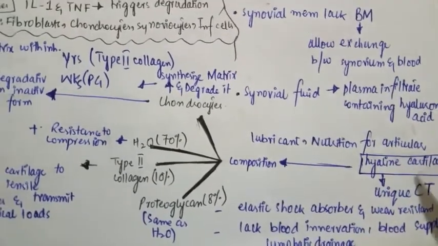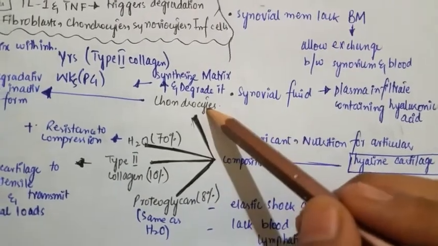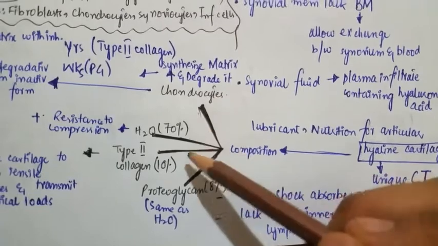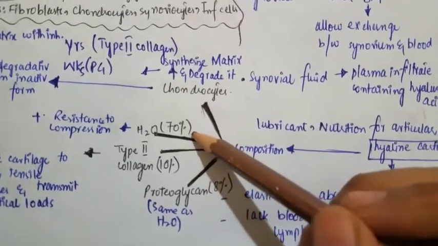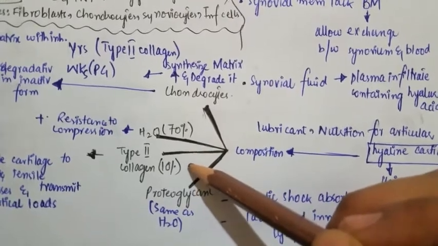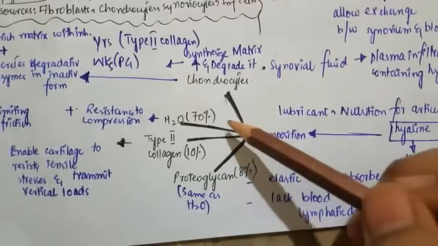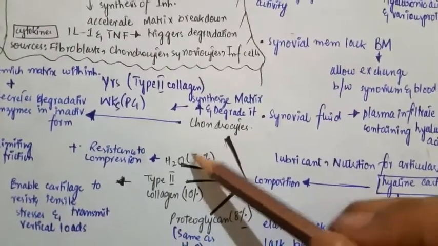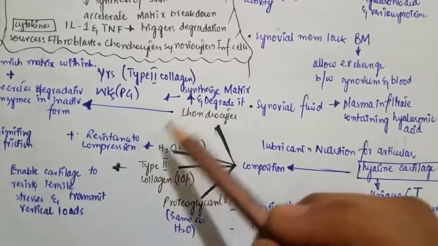The hyaline cartilage is composed of chondrocytes, water, type 2 collagen and proteoglycan. The water content is about 70%, the type 2 collagen is about 10% and the proteoglycan 8%. So what is the function of the water? It limits the friction as well as providing resistance to compression.